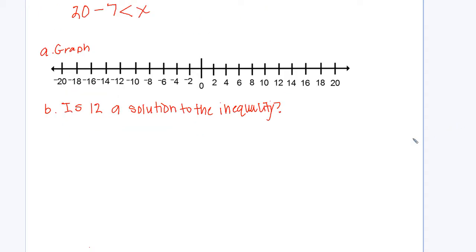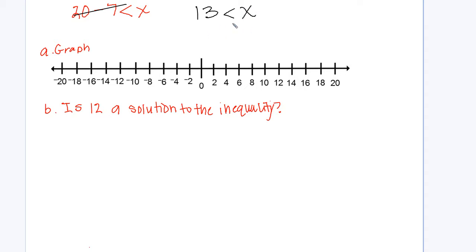Okay, take a look at the homework. The first problem that we're going to come to is this one, and it says 20 minus 7 is less than x. So the first thing we need to do is simplify the inequality, and we can do that by doing 20 minus 7, so that gives me 13. So 13 is less than x.